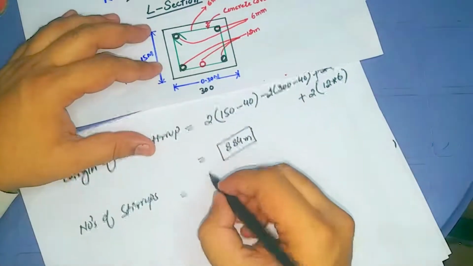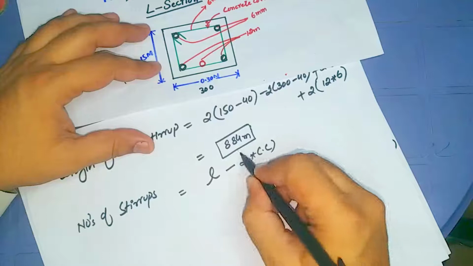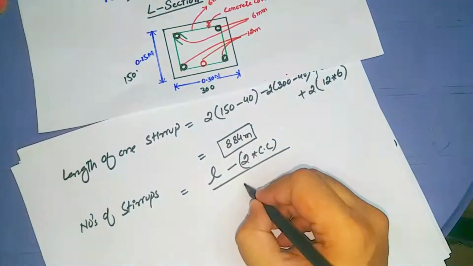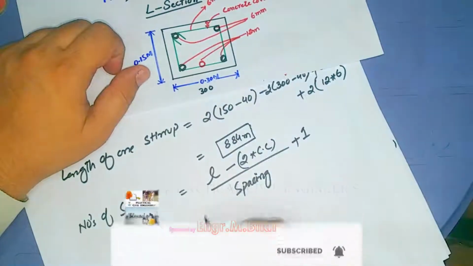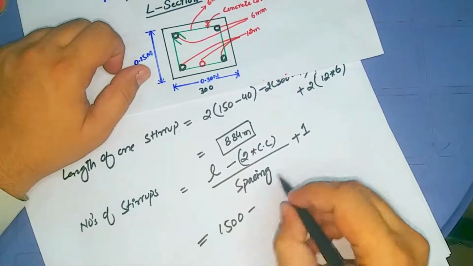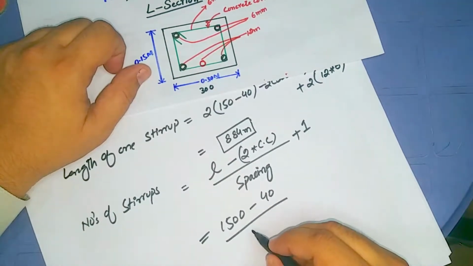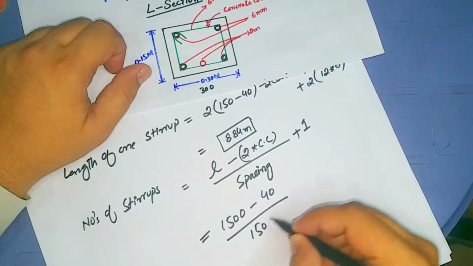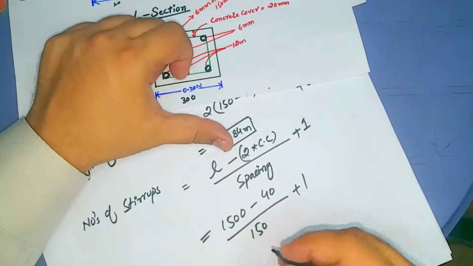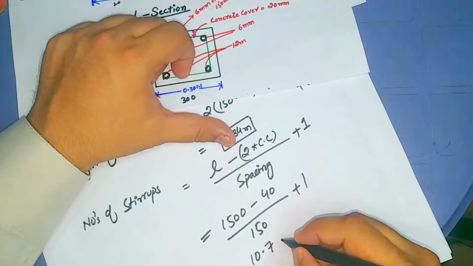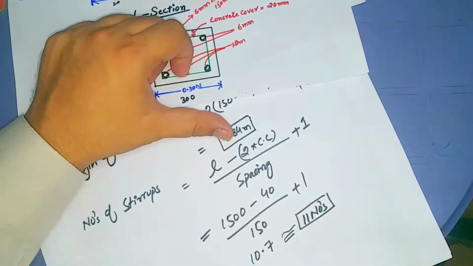Now we will calculate the number of stirrups. So the number of stirrups will be the total length of the lintel minus 2 into concrete cover, which is 20 mm, and it will be divided by spacing. And one extra stirrup will be added. So 1500 is its length, and 20 is one cover, and 20 is the other, so 40 concrete cover will be deducted from both sides, and its center to center distance is 1500. One extra will be added. So the total number of stirrups is 10.7, which is equal to 11 stirrups that will be provided.